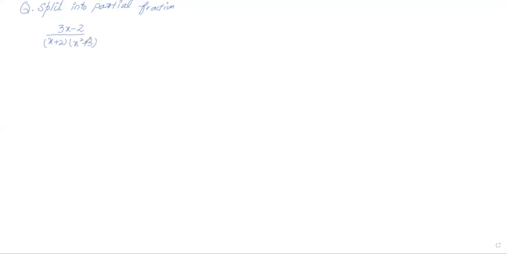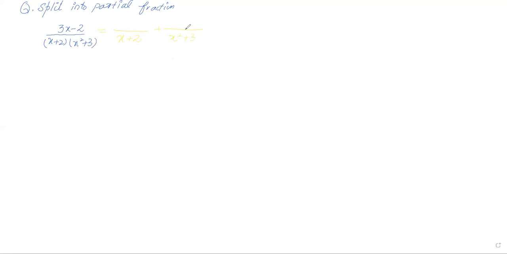The first step is always to write the number of required fractions according to the number of factors in the denominator. Suppose I have this yellow marker. There are two factors in the denominator, so you have to write two fractions over here. The first factor will be x plus 2 and the second factor will be x squared plus 3.